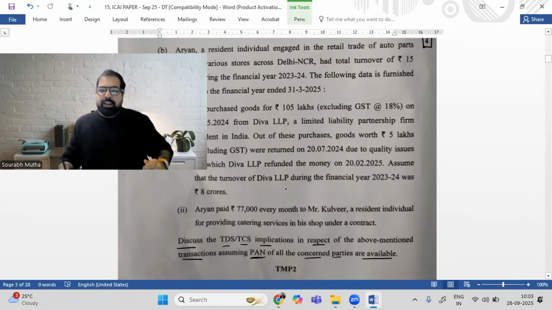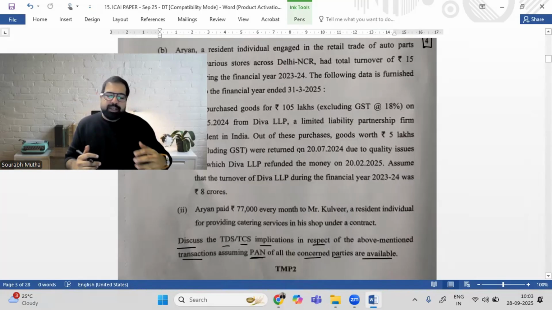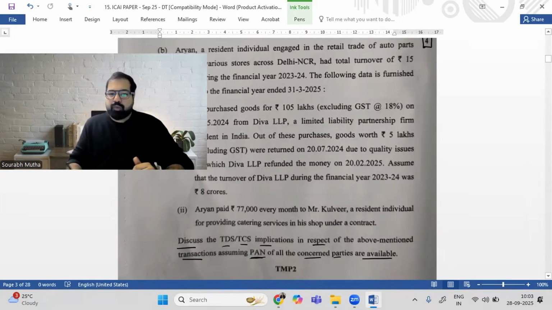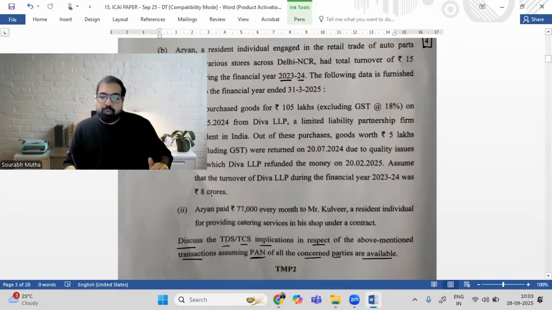That's the case. Now, guys, in TDS, you have to always put the payer in the middle, and the moment you make that diagram, things will fall into place. So I'm going to put the payer here, that is Aryan Khan, and we'll see how this works. Aryan is a resident individual engaged in the retail trade of auto spare parts through various stores across Delhi NCR. He has a total turnover of 15 crores during the financial year 23-24. That means last year his turnover was more than 10 crores.